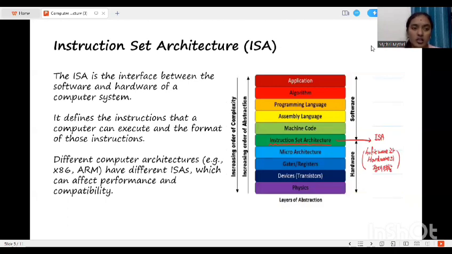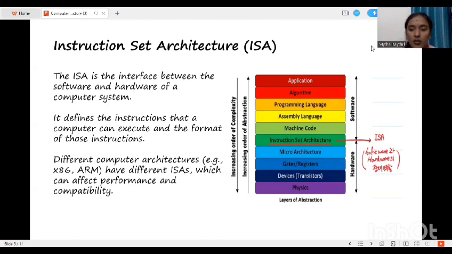Instruction set architecture. The ISA is the interface between the software and hardware of the computer system. It defines the instructions that a computer can execute and the format of those instructions. Different computer architectures, for example x86 and ARM, have different instruction set architectures which can affect the performance and compatibility.